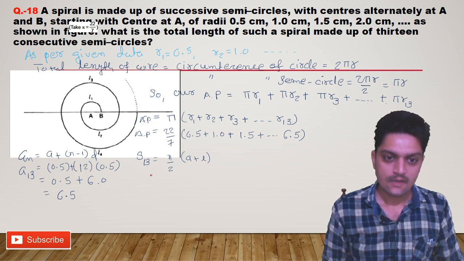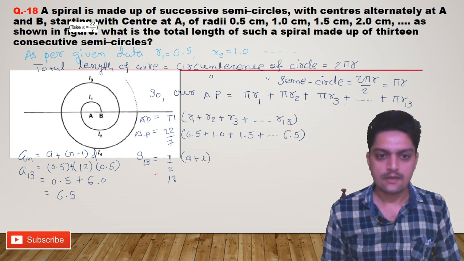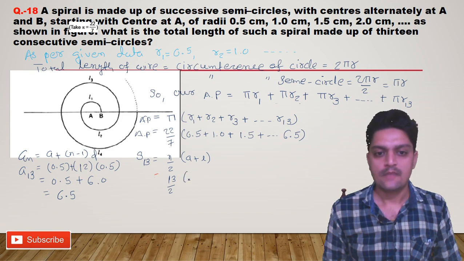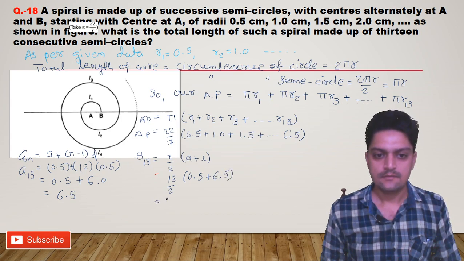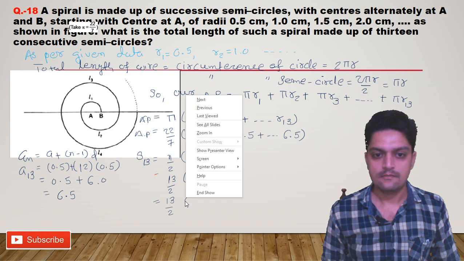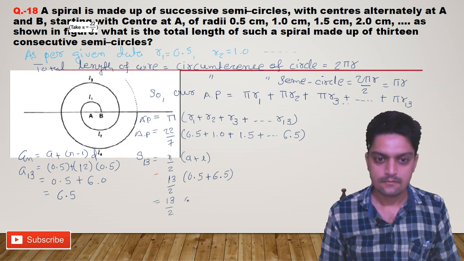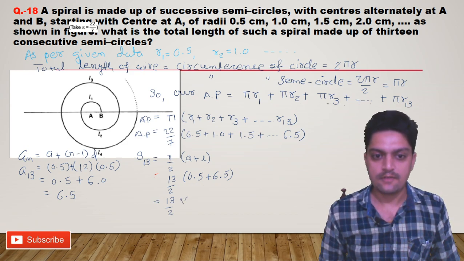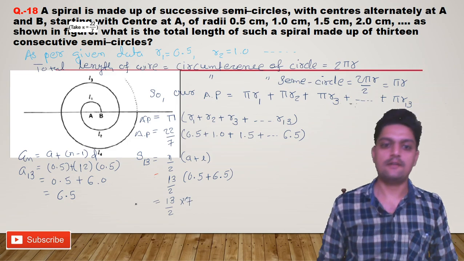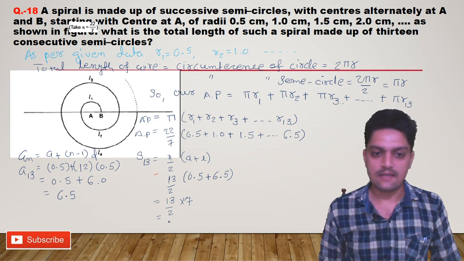Here n is what? n is 13. So 13 by 2, a is what? 0.5 plus l is what? 6.5. So let me write here 13 by 2 into 7. So 6.5 plus 0.5, that is 7. Okay, so you will get here 13 into 7 by 2.